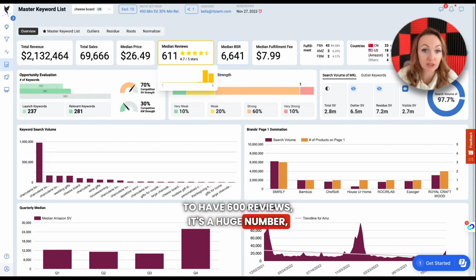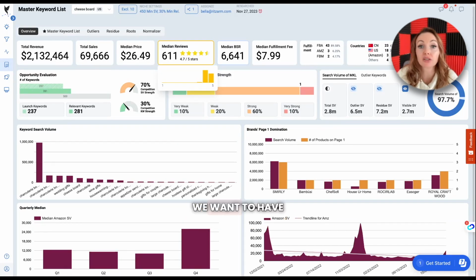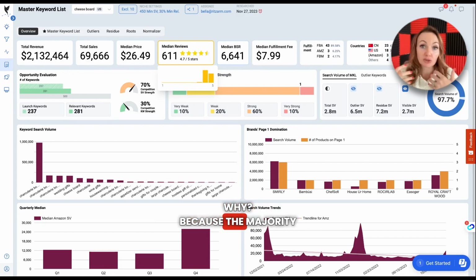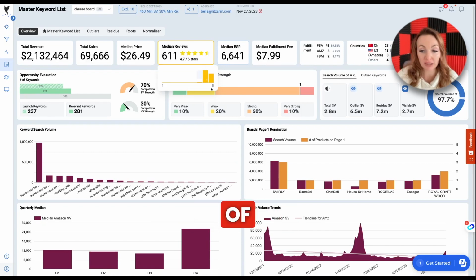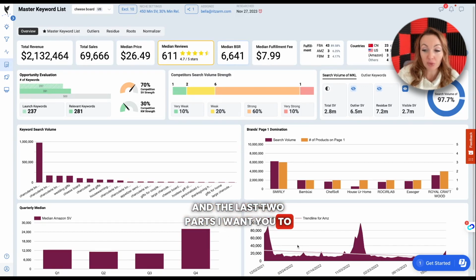It's a huge number. It's not something we're looking at. We want to have a lower amount of reviews to get to a bigger amount of sales. Why? Because the majority of the customers and the buyers trust listings with their reviews. That's why we want to have a low amount of reviews to get a bigger amount of sales. And the last part I want you to pay attention to is the trends.